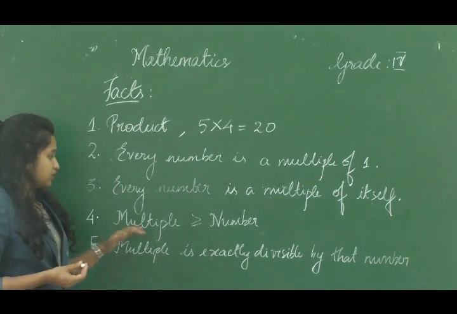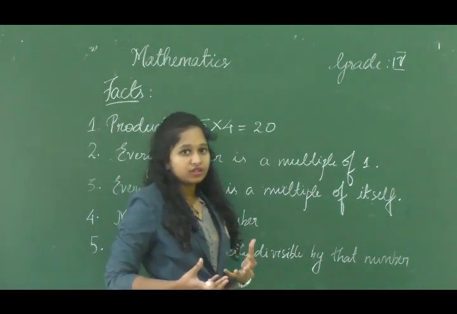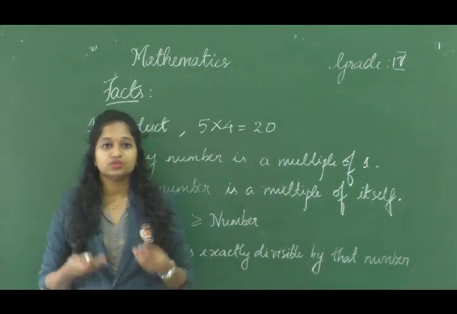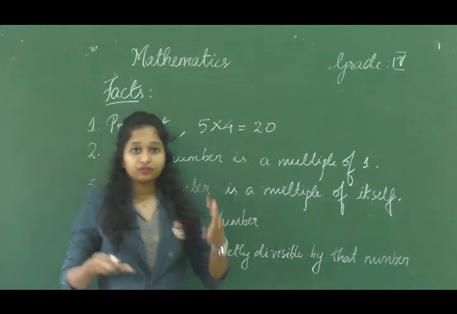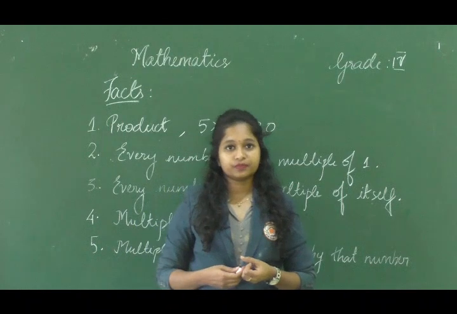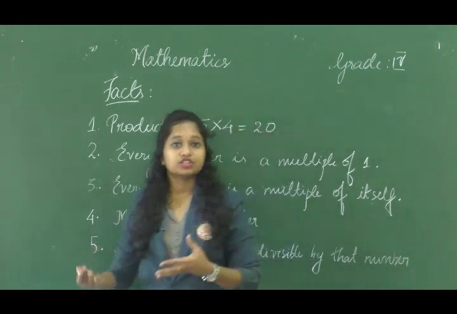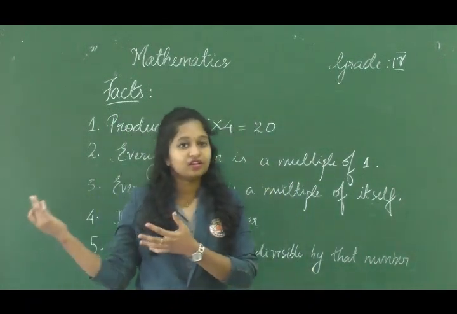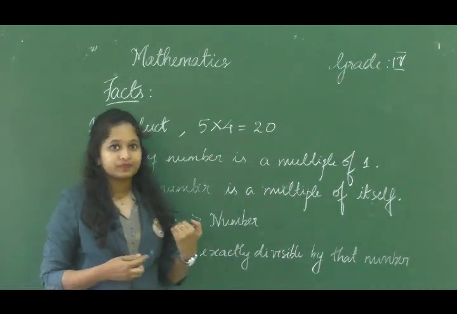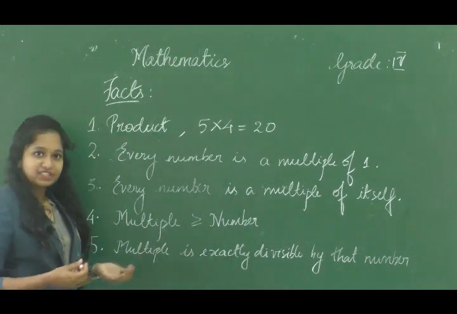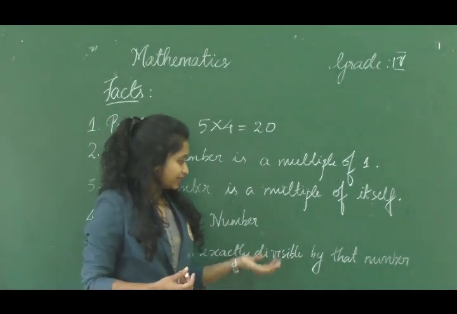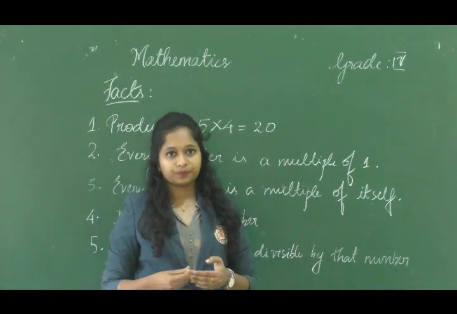Fourth fact is a multiple of a number is always greater than or equal to the number. I have given an example of 8. So what were the multiples of 8? 8, 16, 24, 32, etc. So all the multiples are greater than or equal to 8. And the next fact is a multiple of a number is exactly divisible by that number.